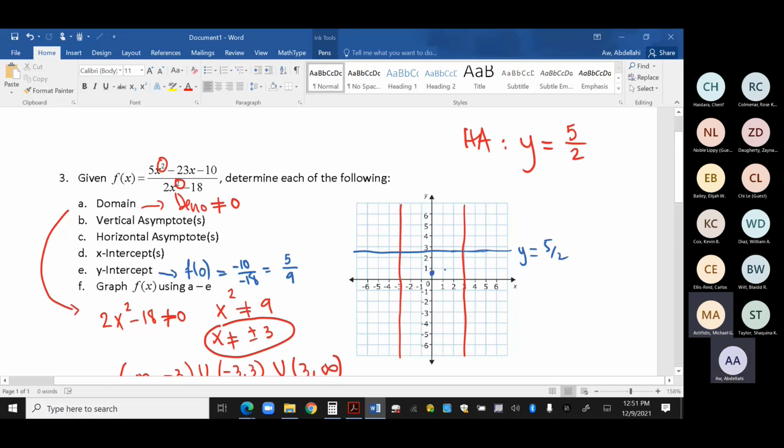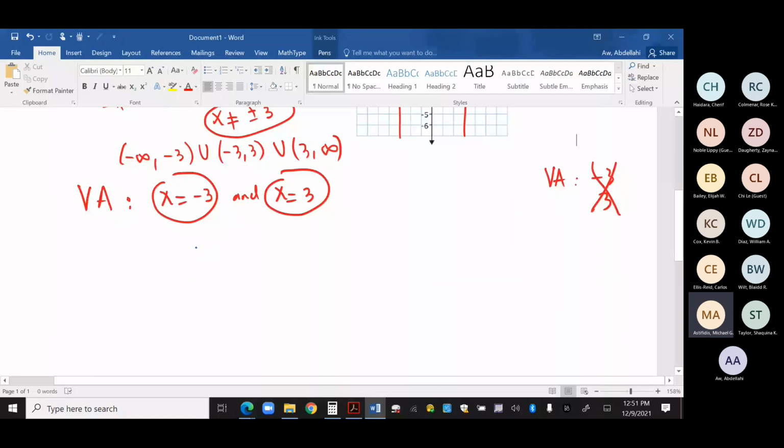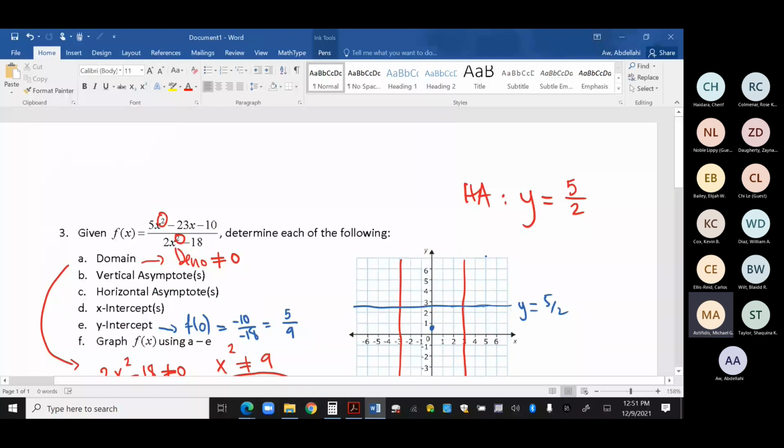That is about the y-intercept. Everybody understand that? Now for the x-intercept, it is when y equals 0, which means f of x equals 0. And when a fraction is equal to 0, who is actually going to be equal to 0, the numerator or the denominator?